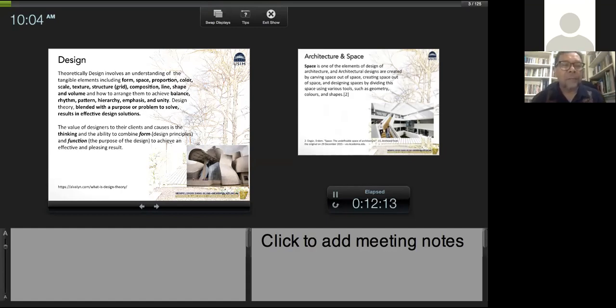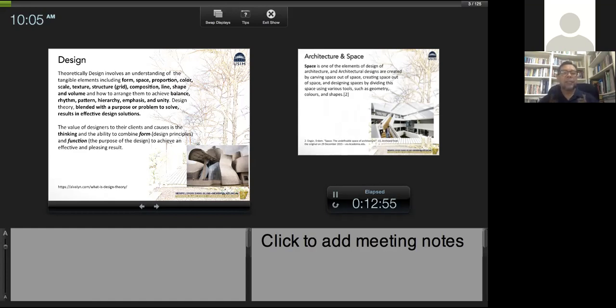So this is what you start to learn now, particularly in first semester, second year: the value of the designer to their client. Who is the client? Not just the one that appoints you as an architect. Everybody who will use your space or your building is the client. The value of design to their client lies in the thinking and the ability to combine form and function to achieve an effective and pleasing result.